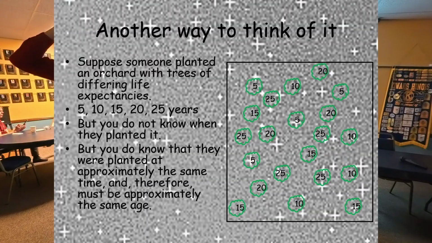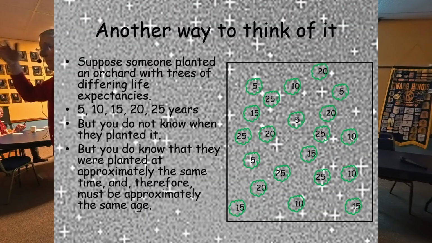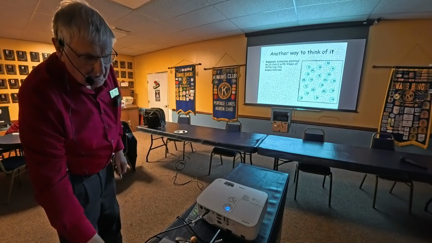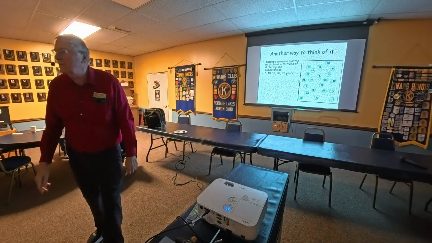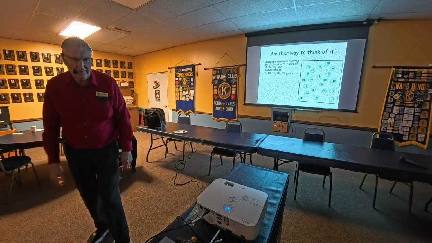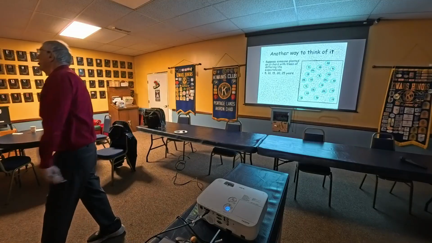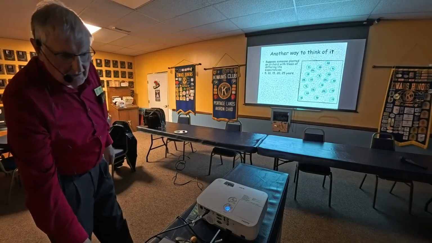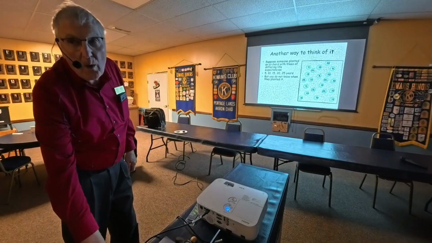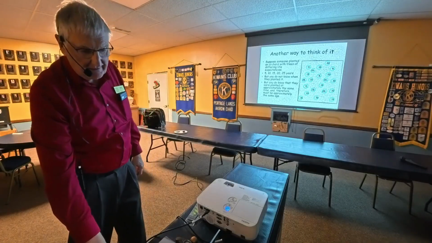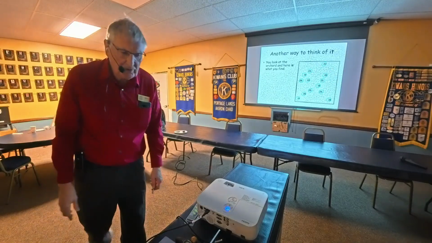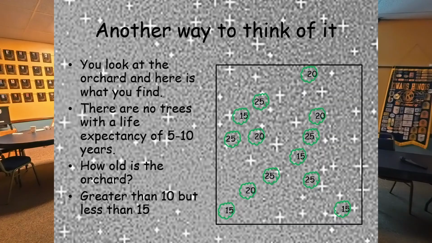So here's another way to think about it, if you didn't quite follow me there. Think about an orchard somewhere that somebody planted, and there are different trees with different life expectancies of 5, 10, 15, 20, and 25 years. Now, I know trees live longer than that, but play along. You don't know when they planted it, but you know they planted it about the same time. So you know all these trees are about the same age. And this is what you see when you're looking at this orchard.